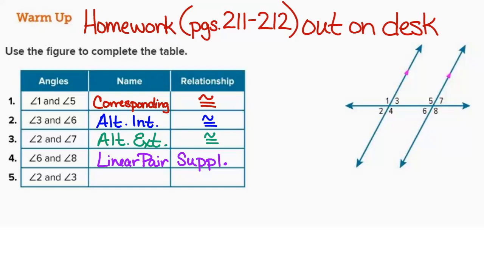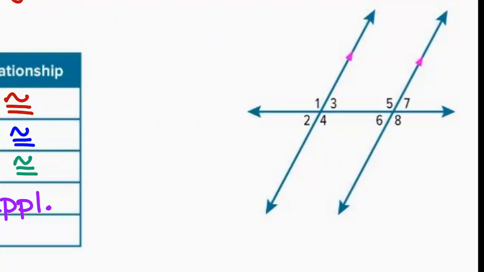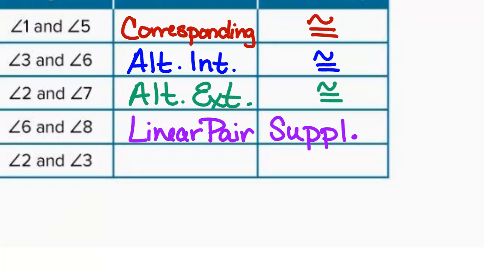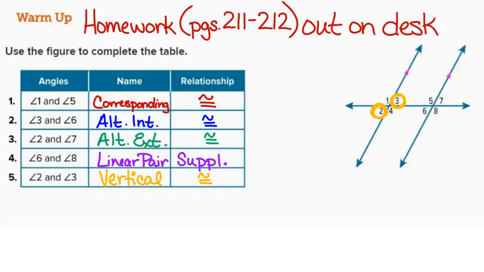And the last one on the warm-up, angle 2 and angle 3. What do we call that relationship? Vertical angles. And what's the relationship on vertical angles? Congruent, yes. They are congruent.